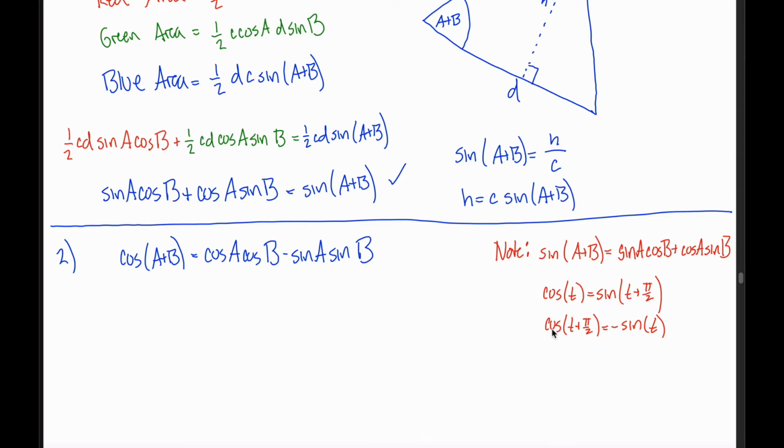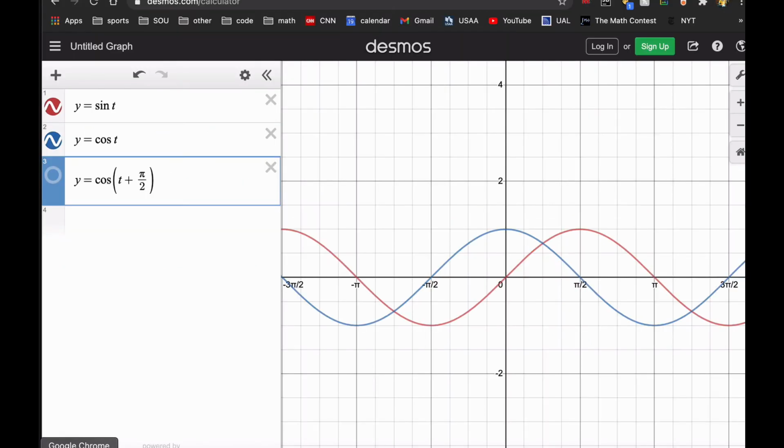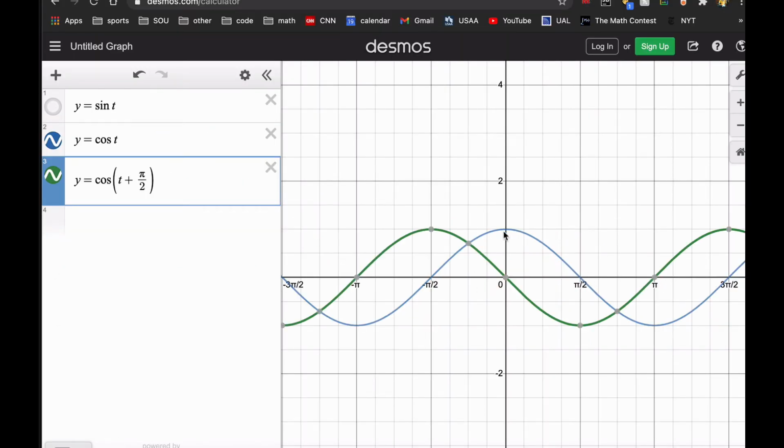Okay, but what if we were shifting the graph of cosine of t? What if I started with the graph of cosine of t and shifted it to the left by pi over 2 units, because a horizontal transformation, when you have a plus pi over 2 here, moves it to the left by pi over 2. What would that look like? Well, let's go back to Desmos. I start out in blue with the graph of cosine of t, and I shift that to the left by pi over 2 units. That gives me this graph in green here. What is this graph in green?